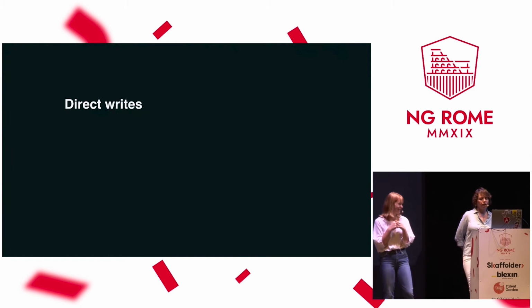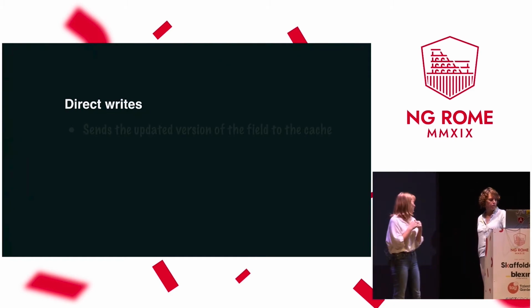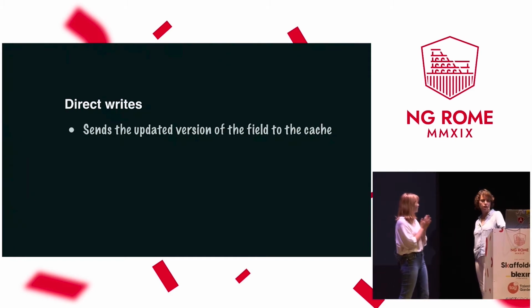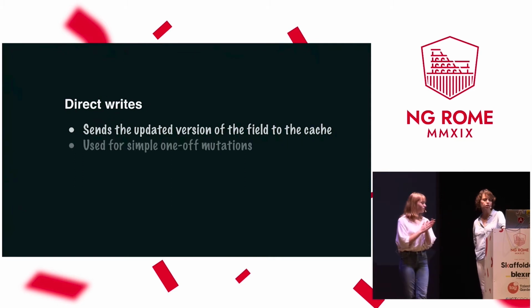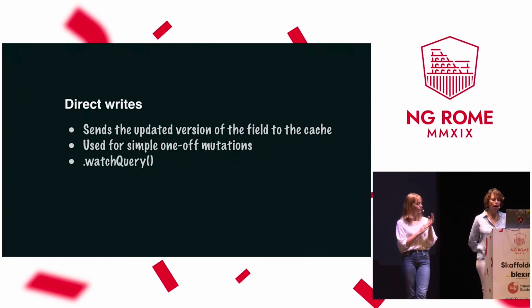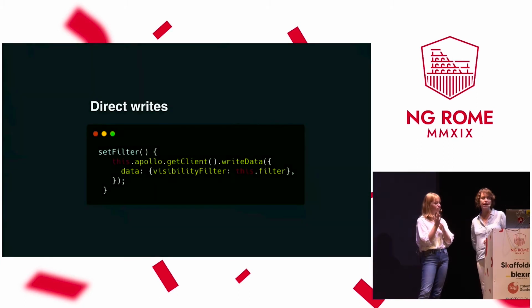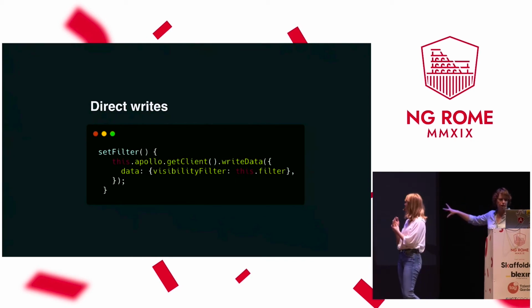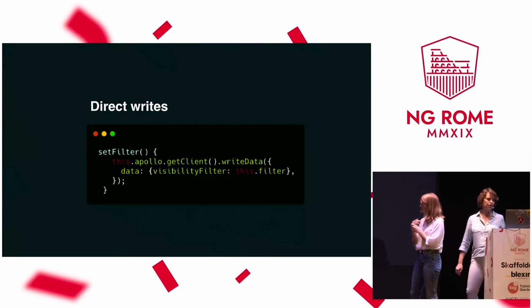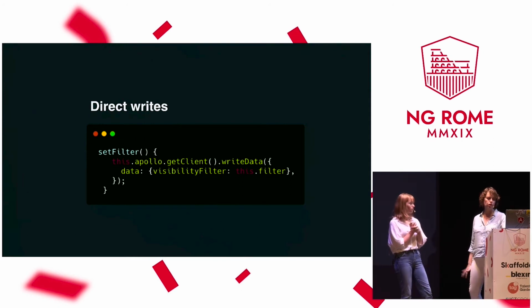So you can think of direct writes like a client-side mutation. You're sending updates straight to the cache. These are used for simple one-off mutations, and then you can immediately subscribe to your updated cache using watch query. And here's what the code looks like. If you use write data, you just send it your updated values. This will update the same value in your local storage immediately.